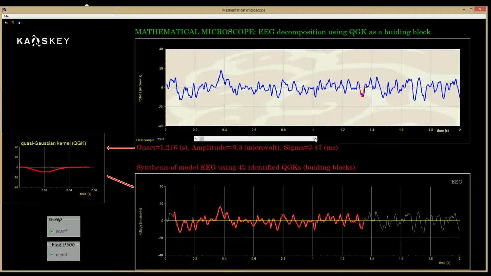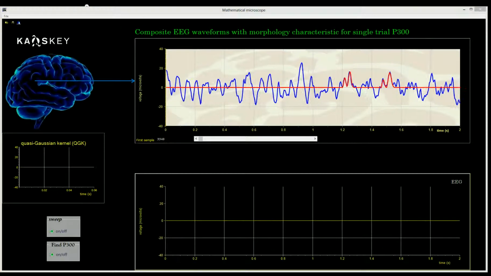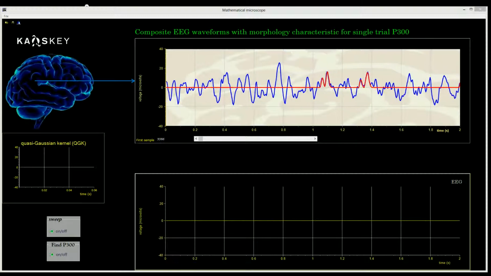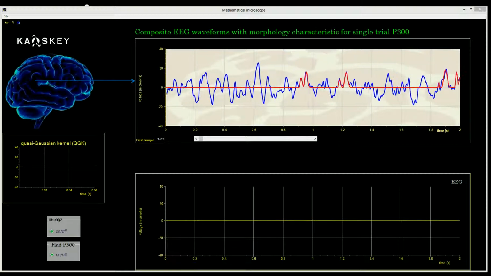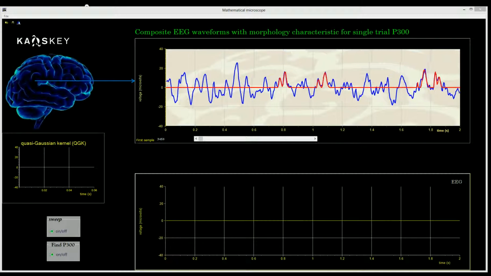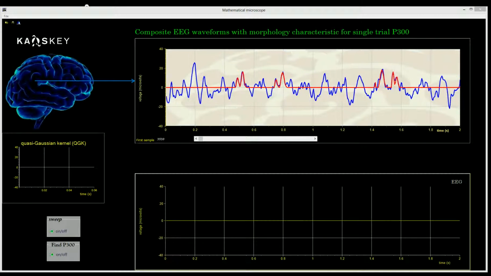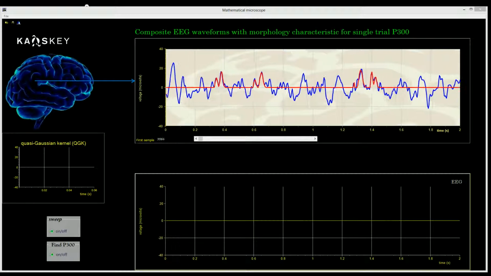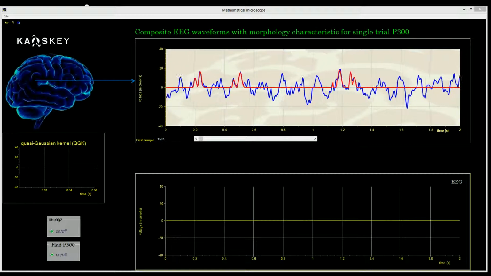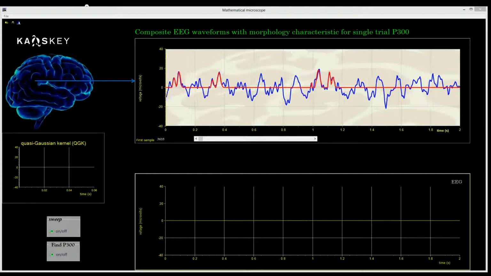These decomposition and modeling techniques offer powerful tools for real-time recognition of specific activity patterns in the time course of an ongoing EEG. Here is an example of the identification of specific EEG waveforms, the morphology of which is consistent with characteristic features of the prominent event-related potential P300. This potential is widely accepted as an objective marker of fundamental cognitive processes.